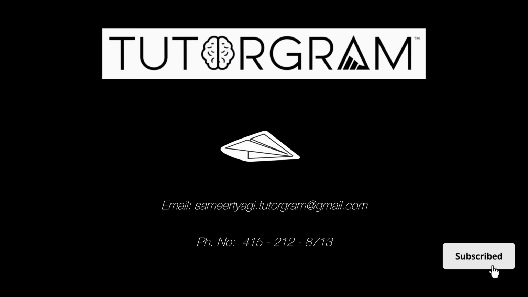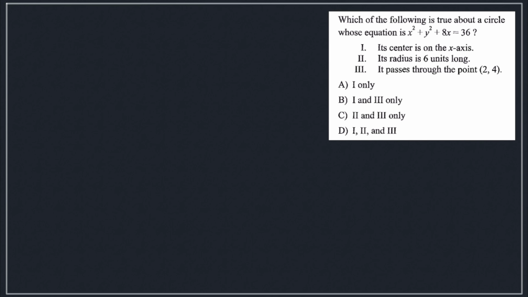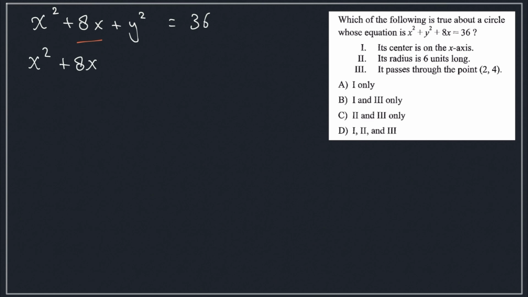Let's solve a problem based on the concepts of completing the square. We are given a quadratic equation x squared plus 8x plus y squared equals 36. To complete the square, we will look at the coefficient of x, which is 8, divide by 2, and we will get 4. Add the square of 4 to both sides.